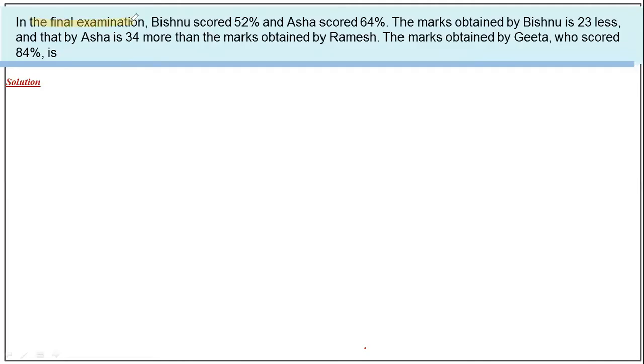In the final exam, Vishnu scored 52% and Asha scored 64%. The marks obtained by Vishnu is 23 less and that by Asha is 34 more than the marks obtained by Ramesh. The marks obtained by Geeta, who scored 84%, is what?